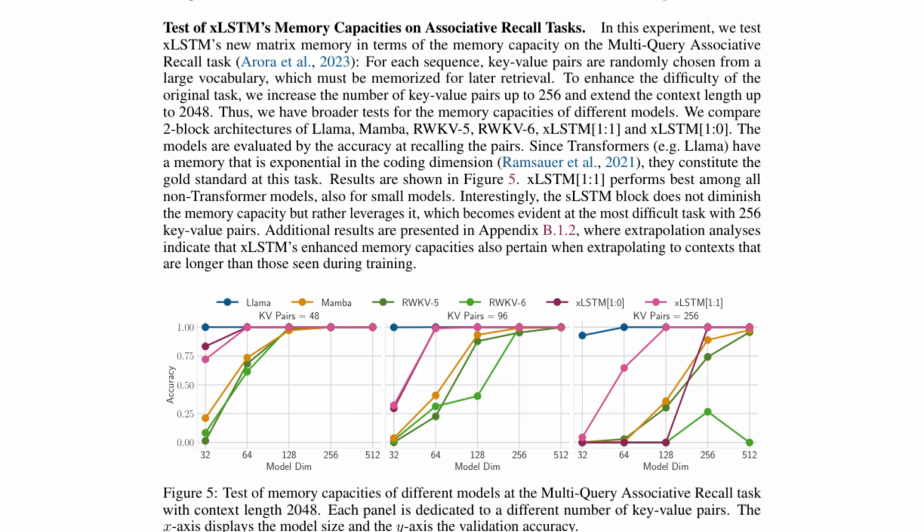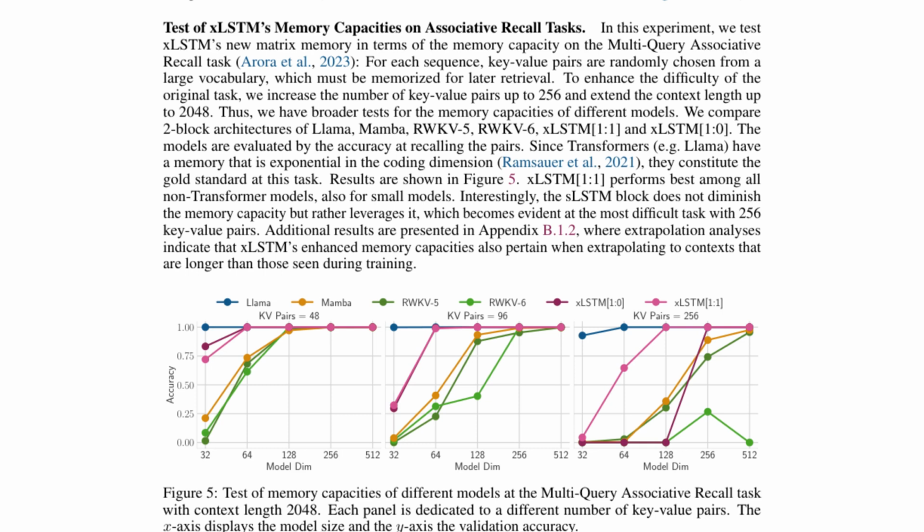We compare two block architectures of Llama, Mamba, RWKV5, RWKV6, xLSTM[1:1], and xLSTM[1:0]. The models are evaluated by the accuracy at recalling the pairs. Since transformers, for example Llama, have a memory that is exponential in the coding dimension, they constitute the gold standard at this task. Results are shown in Figure 5. xLSTM[1:1] performs best among all non-transformer models, also for small models. Interestingly, the sLSTM block does not diminish the memory capacity but rather leverages it, which becomes evident at the most difficult task with 256 key value pairs.